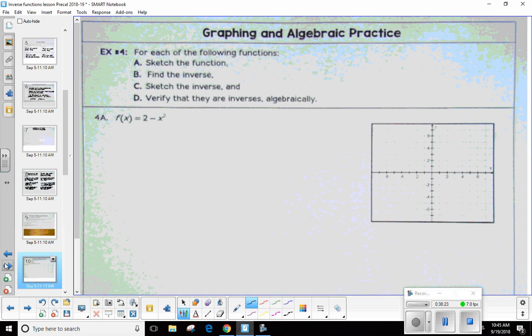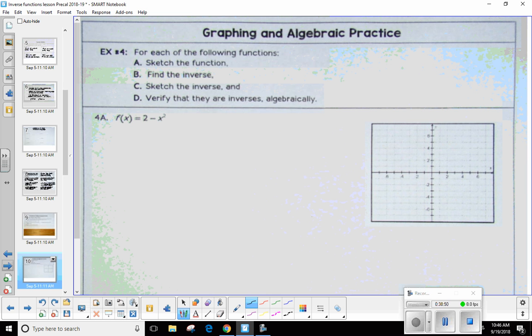Okay, so let's take a look at a problem here. 4a. All right. And we may not finish this, and that's okay. We'll go ahead and take care of the rest of it tomorrow. Probably D, the last part where we're going to verify that they are inverses. But we want to sketch the function, find the inverse, sketch the inverse. Okay. So let's see here. F of x equals 2 minus x squared. All right. What is that going to look like graphically?